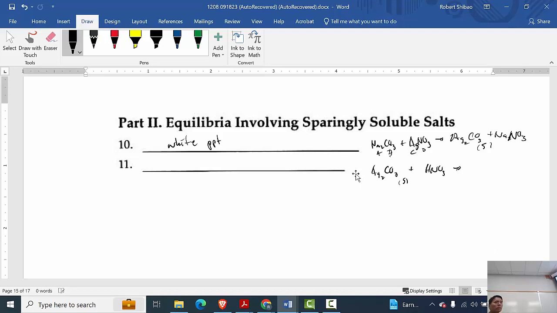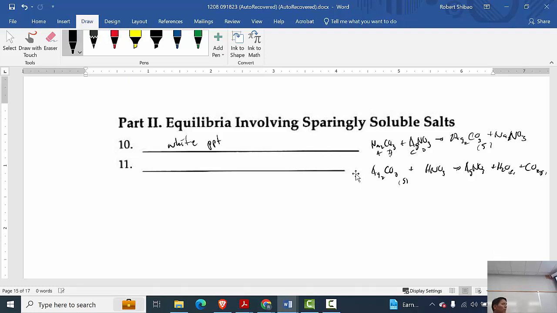We should form silver nitrate and hydrogen carbonate. Hydrogen carbonate is called carbonic acid, and we know that carbonic acid is not stable. What does carbonic acid decompose into? CO2 and water.